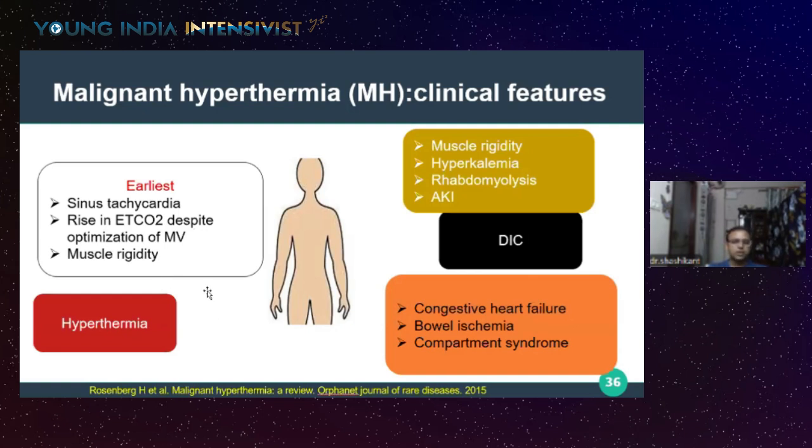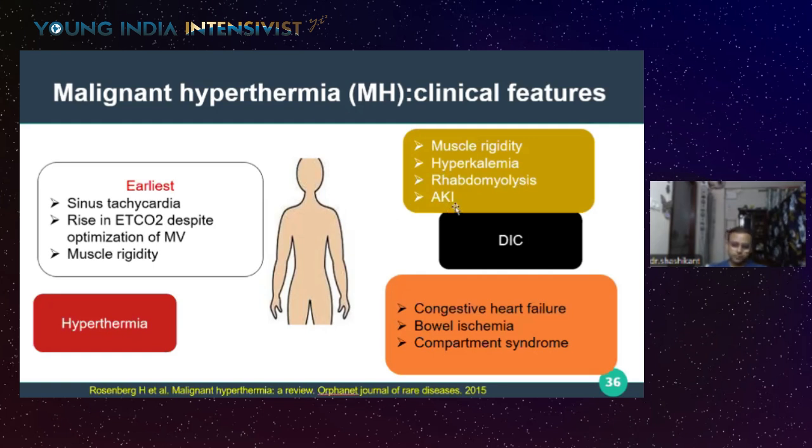If you have continuous temperature monitoring during anesthesia or the perioperative period, we can see a rising temperature, and that temperature rise usually occurs at the rate of 1 to 2 degrees Celsius every minute. In addition, if we do an ABG, we will see hyperkalemia. Because of rhabdomyolysis, we can encounter red-colored or cola-colored urine.